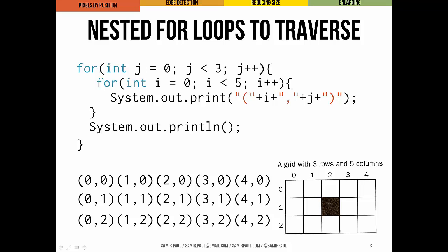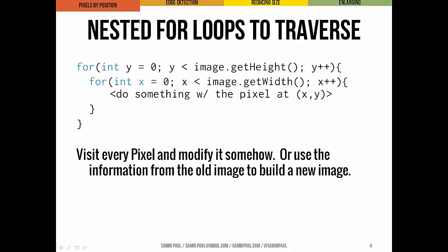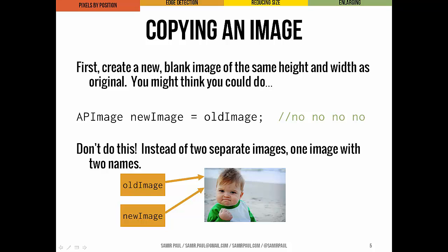We'll call this a row major traversal. We can use this kind of traversal to visit every pixel in the image. So you can see right here, we're going from y from 0 to the height, and x from 0 to the width, and we're going to do something at every pixel in this image. Now that we have those nested loops under our belt, let's talk about a couple of different things we could do.